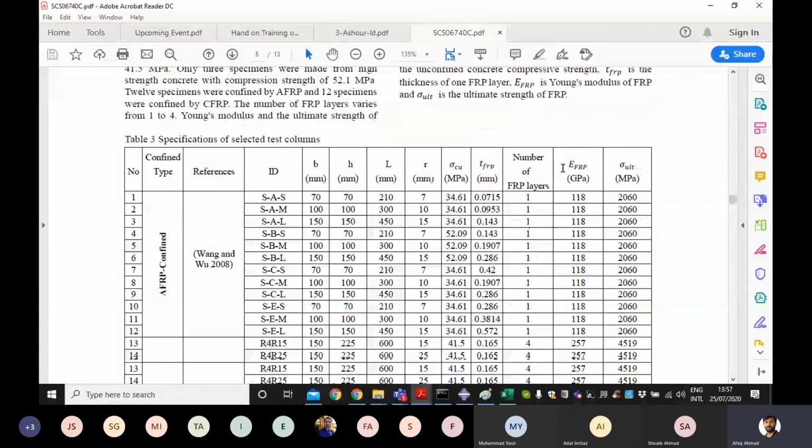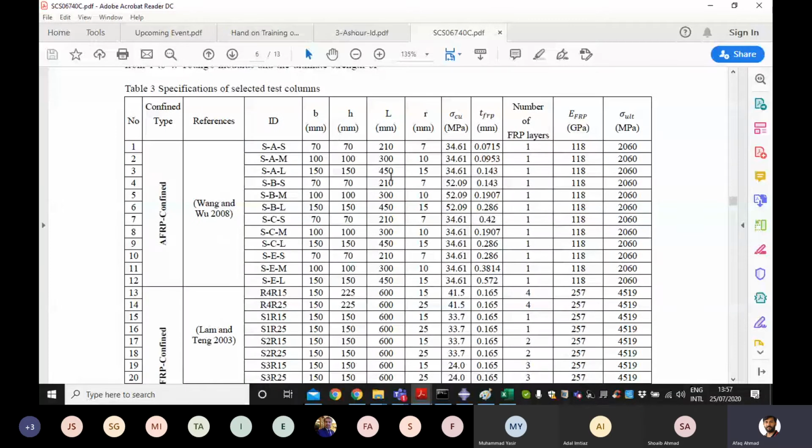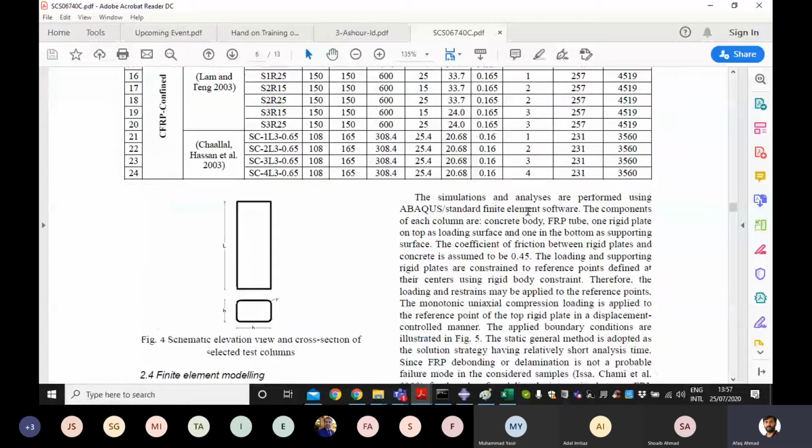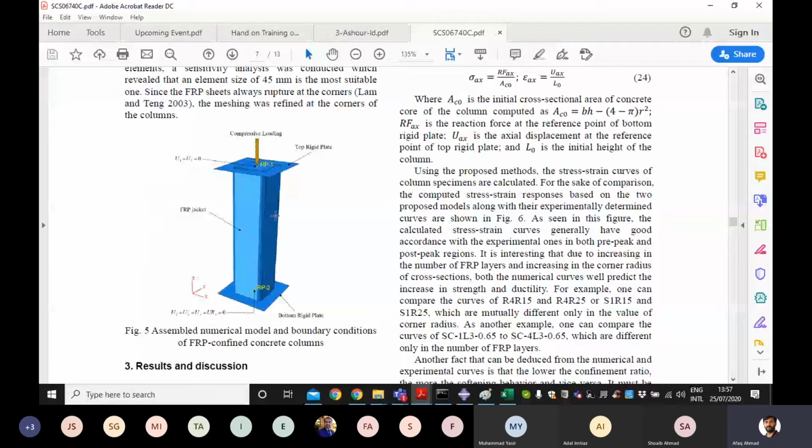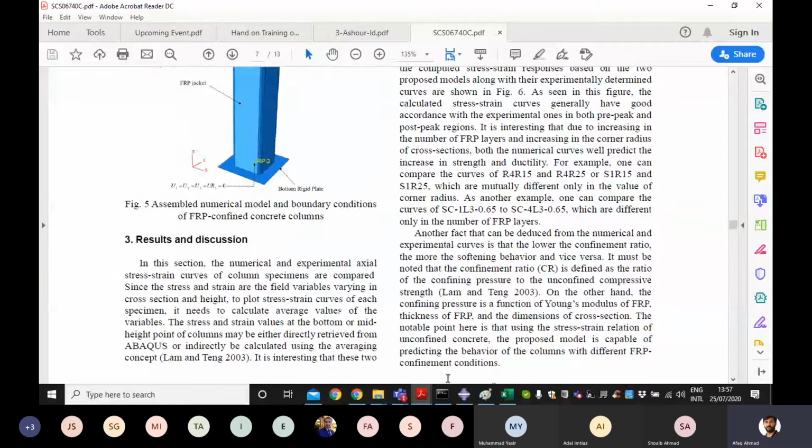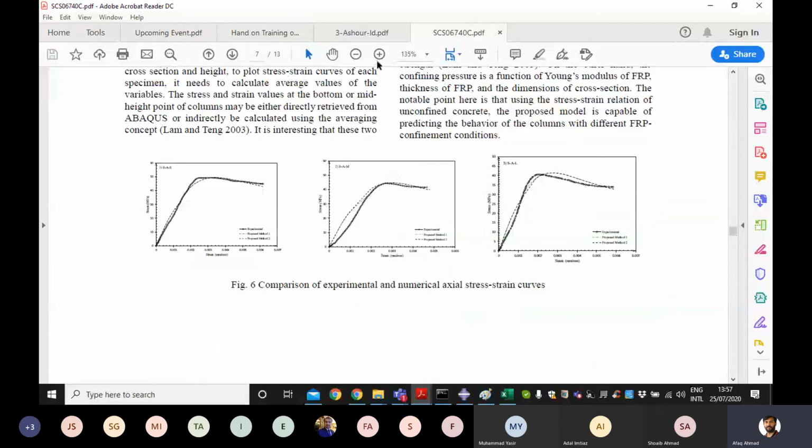He discussed these models: the length, the width, the sigma, and the number of layers of FRP. This is his model, the hollow steel cube model confined with FRP. And then he ran it, and this is his load-deflection curve.